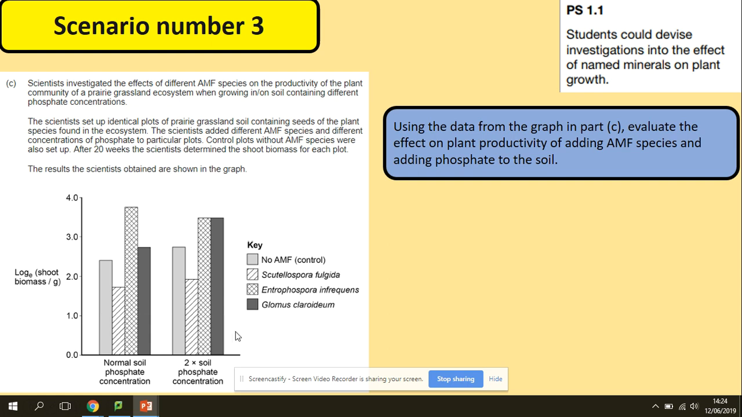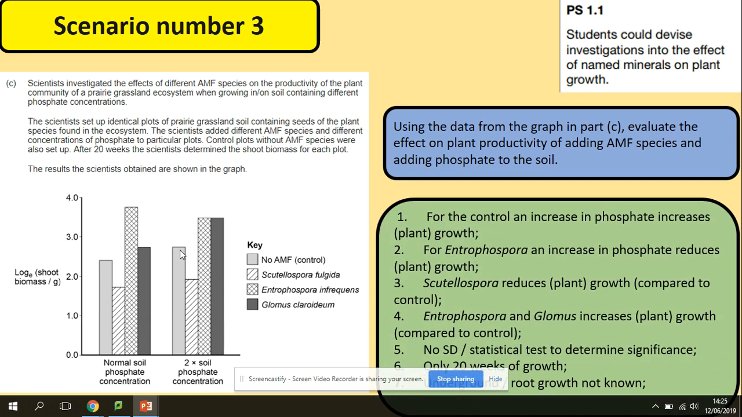Here we've got different species. What we can see is that having more phosphate for those species here, EI, has a negative effect, so a decrease. For the Glomus species, there is an increase, with a small increase for the SF, and for the control group we've got a small increase as well. So how can we summarize our answers? It's what we've just done.